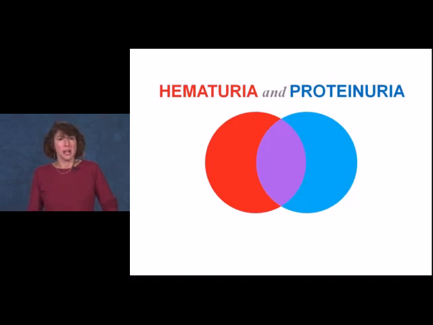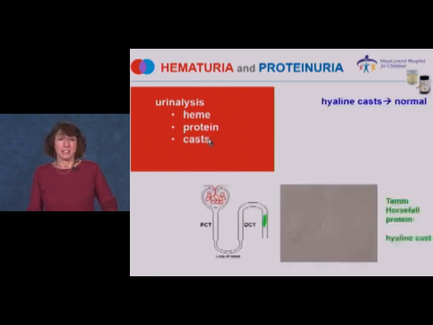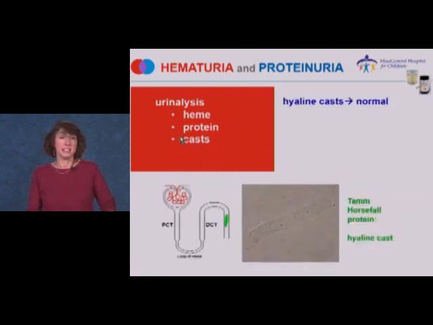Okay, so now we want to tie it both together, the hematuria and the proteinuria together. You do a urine analysis, you have heme, and you have protein. In all likelihood, you're going to have casts in that sample as well. And what is a cast? A cast is based on the production of Tamm-Horsfall proteins in the tubule.